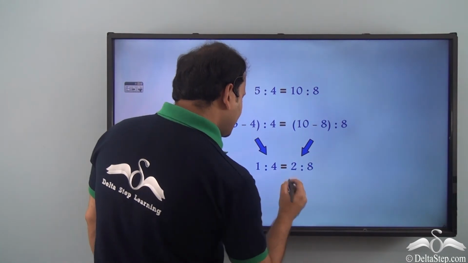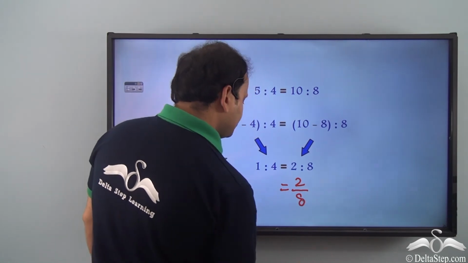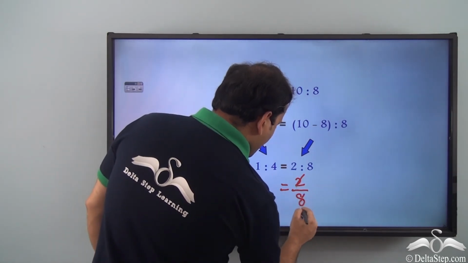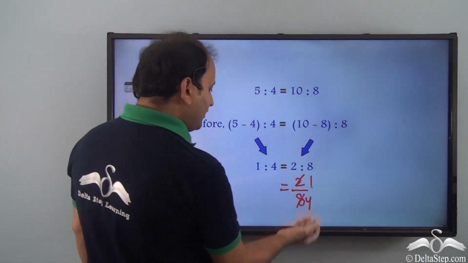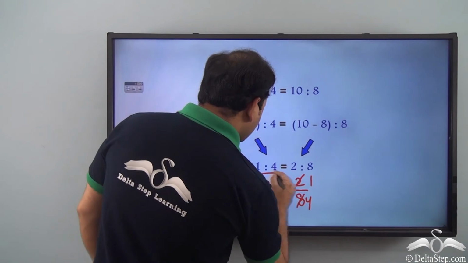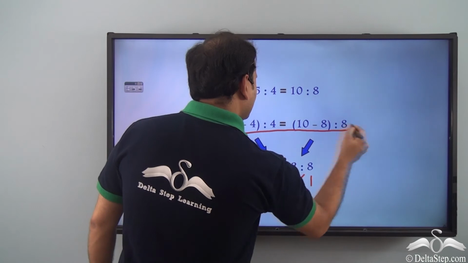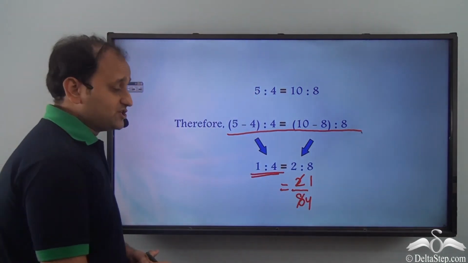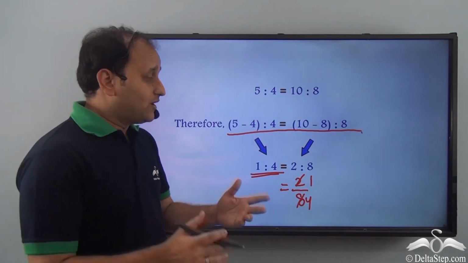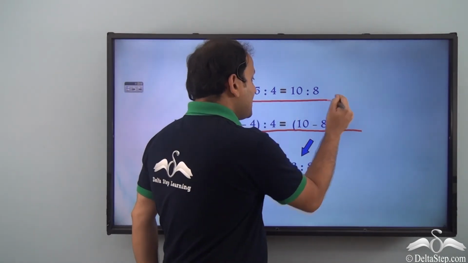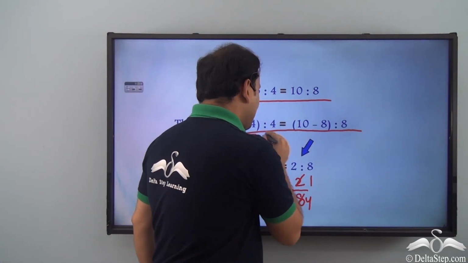2 is to 8 can be written as 2 by 8. So 2 into 4 is 8. So we have 1 by 4 which can be written as 1 is to 4, which is same as this. So definitely both these ratios are equal to each other, and so dividendo property stands true for this. So whenever you have such a relationship, you can apply dividendo property and you can write the same equation in this form.